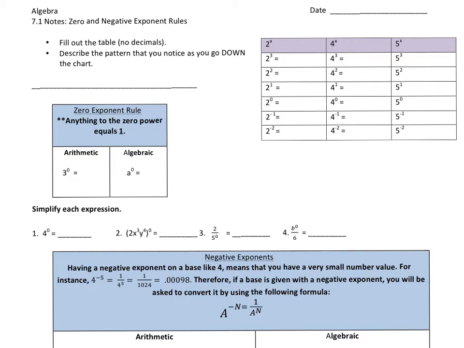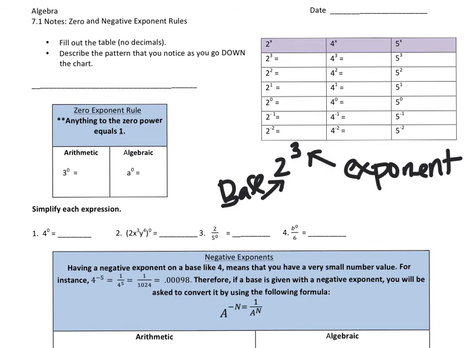Using zero and negative exponents. We're going to start by filling out the chart on the top right-hand corner. It's asking you to use exponents in order to find the different values. Remember that in an exponent with a base of 2 and an exponent of 3, this is your base, and this is your exponent.